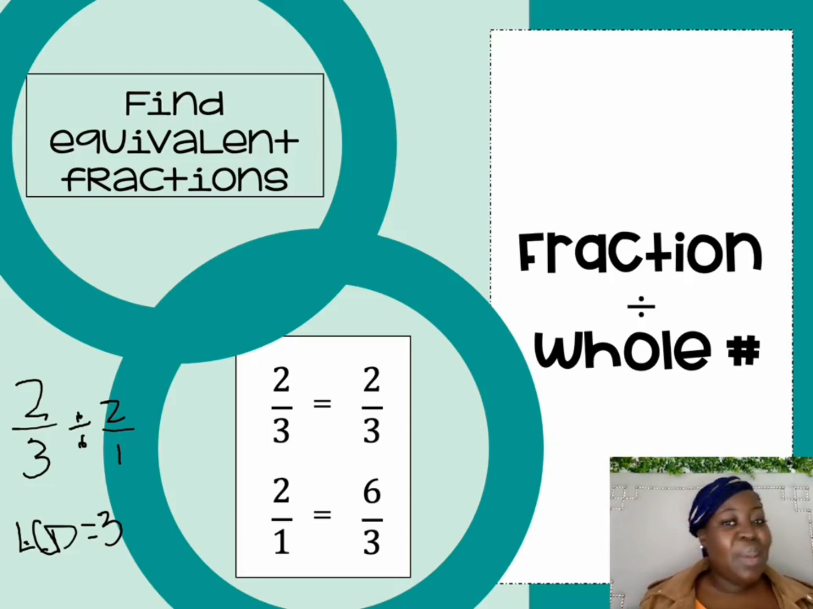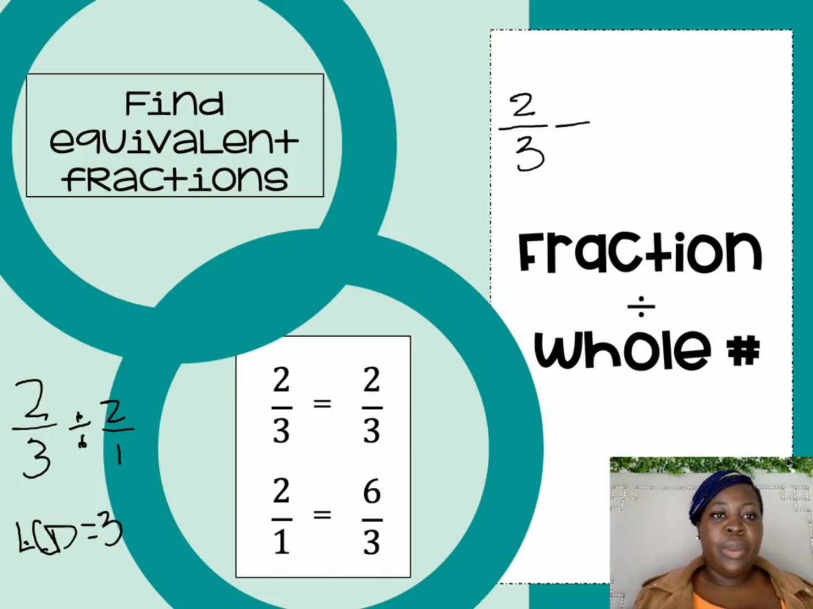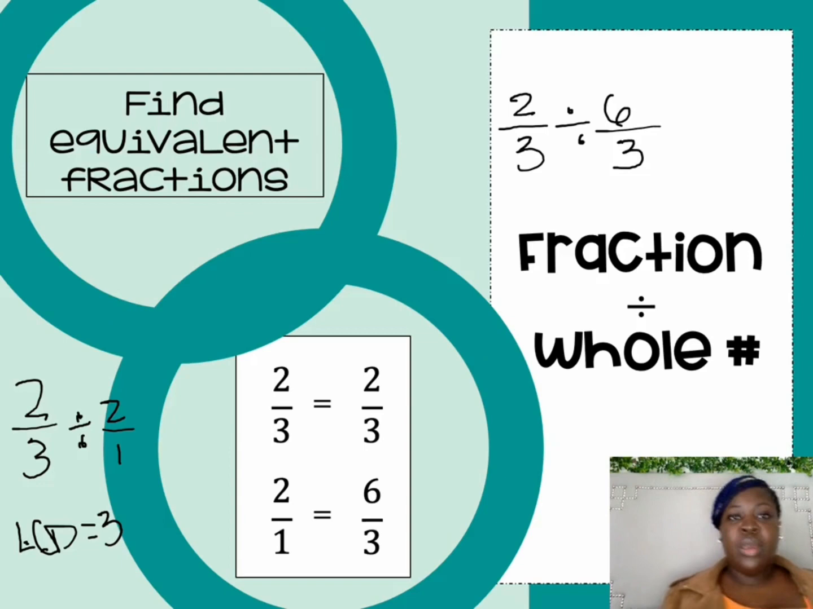Now, let's see. What do you remember about how to solve this problem when your denominators are the same? If you say we ignore our denominators, you are correct. So I want to explain to you why we would ignore our denominators. You have 2/3 divided by 6/3. Your denominators are 3, right?